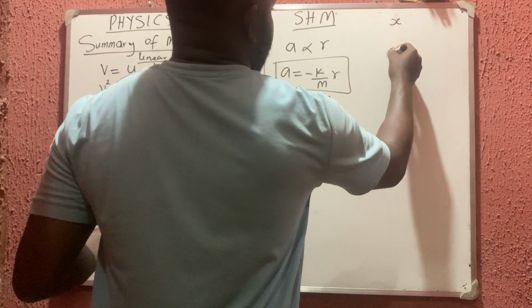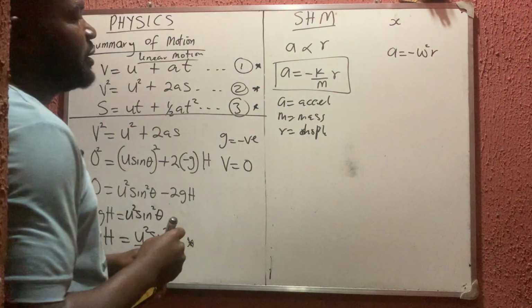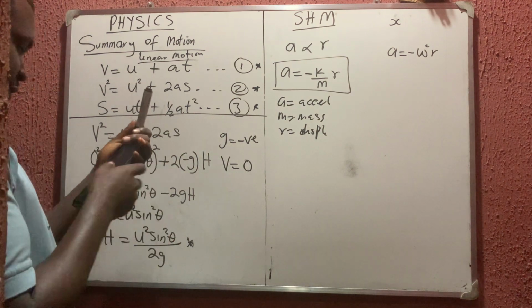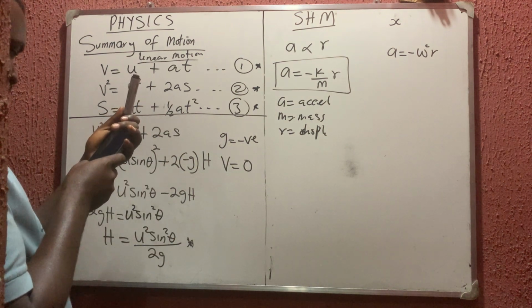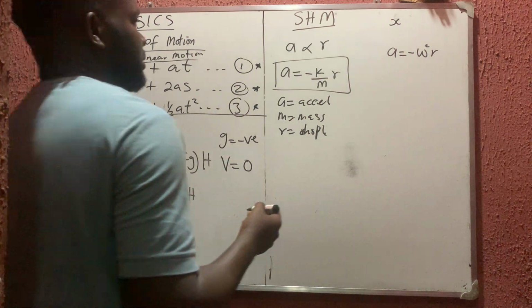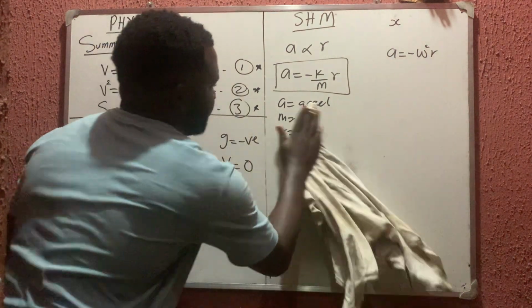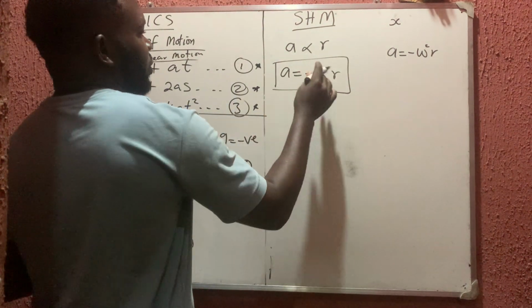Don't forget that A is equal to minus omega squared R. How do we get this? Now, let me show you how we got this. I want to show you something. Look at this. Let me bring this down.